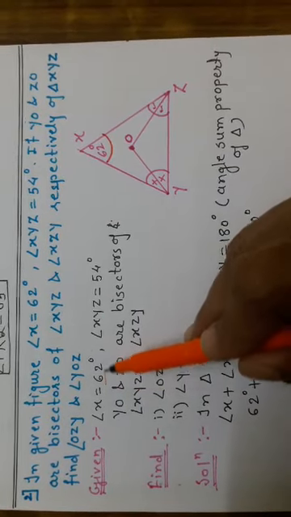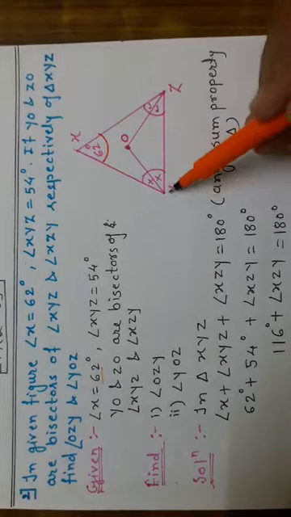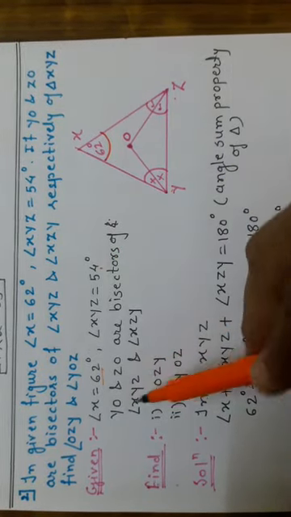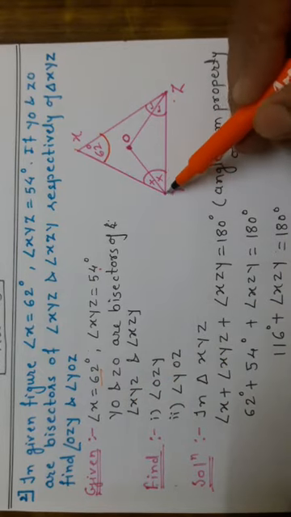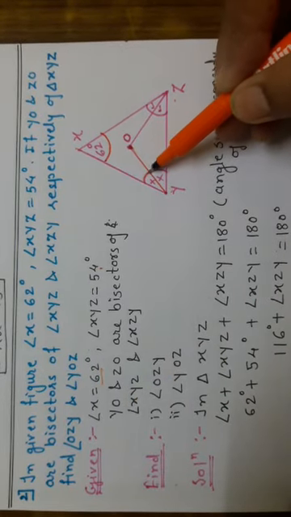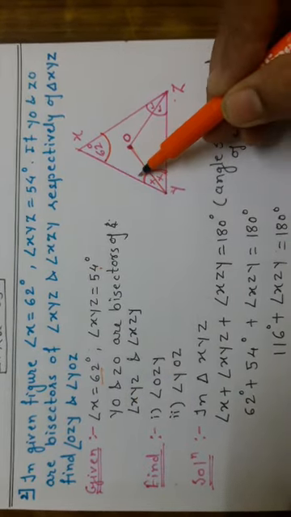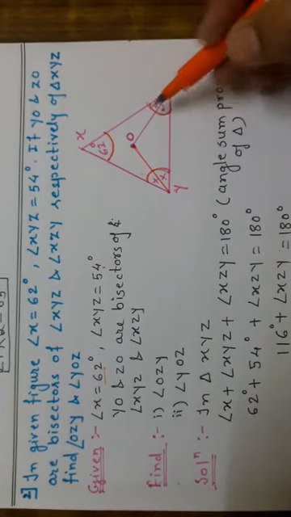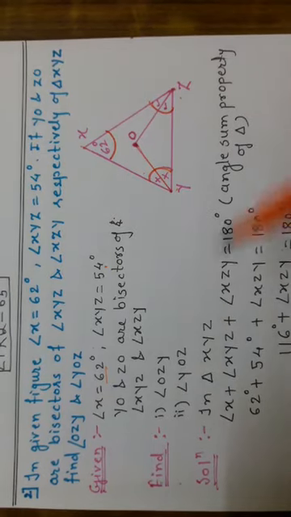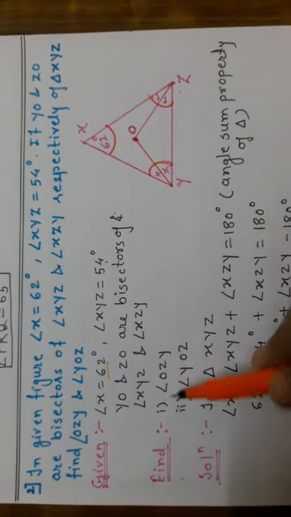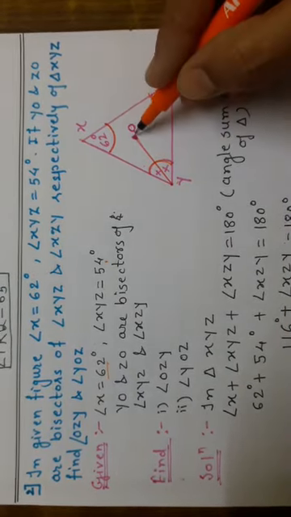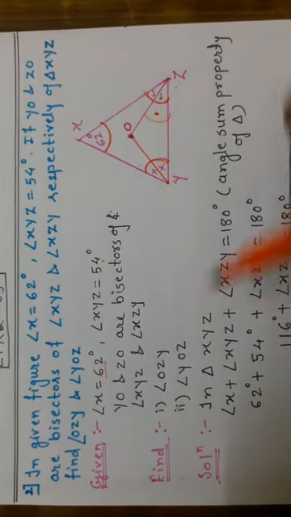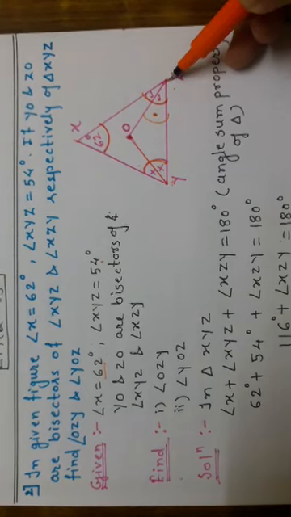That's why we have written it in the given. Again XYZ they have given as 54 degrees. Then again, which thing have they given? YO. This YO is a bisector of this angle Y. That's why it divides into two equal parts. Again OZ is a bisector of this angle Z. And what do we have to find? Find OZY. This value we have to find. And YOZ. Okay.